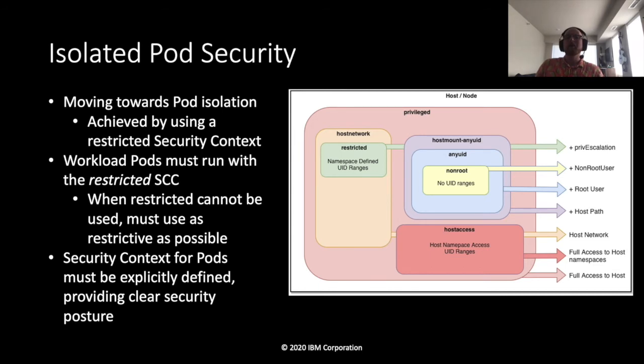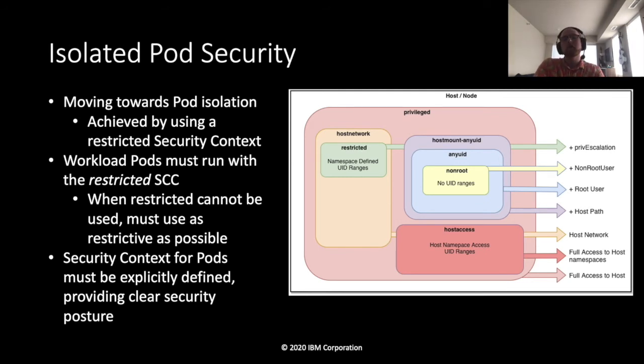And the security context for pods must be explicitly defined, providing a clear security posture. So that means any privilege or toggle for security that your pod needs, whether it's on or off, has to be explicitly declared in the pod and container spec, so that there's no ambiguity when matching the pod to a valid SCC at admission time for scheduling. There's no ambiguity on what the security context and posture of that pod is.